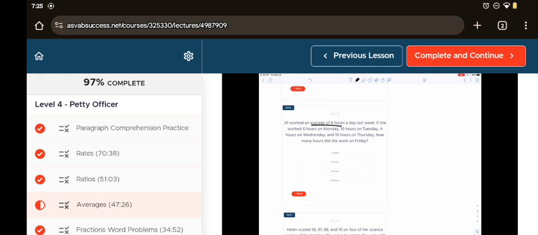The average is 8 hours, right? So 6 hours on Monday, 10 hours on Tuesday, 4 hours on Wednesday, 10 hours on Thursday. We don't know how many on Friday. We're going to divide this by 5 because there's 5 days that she worked, and that's going to equal 8.